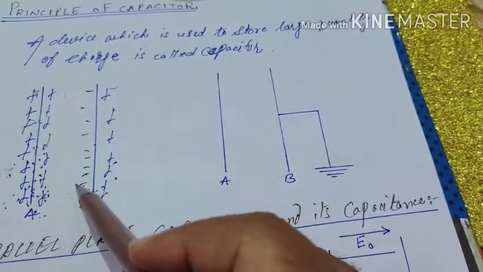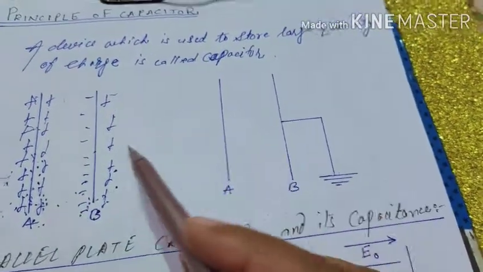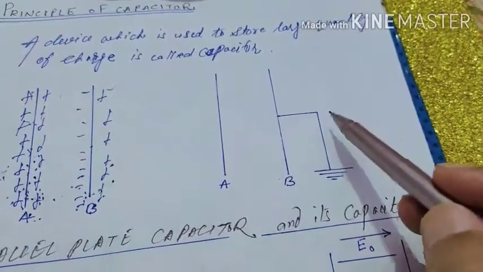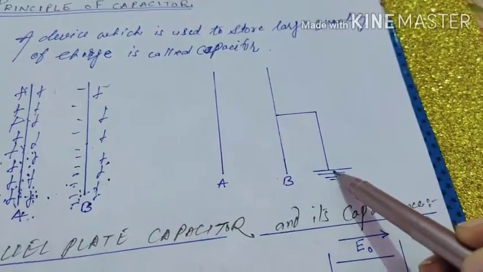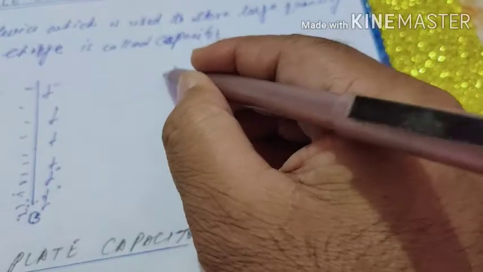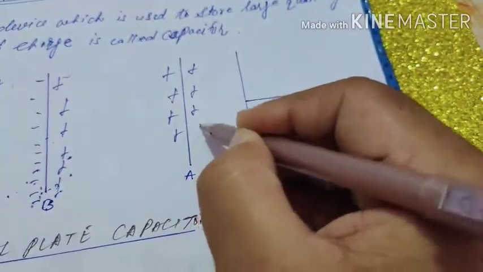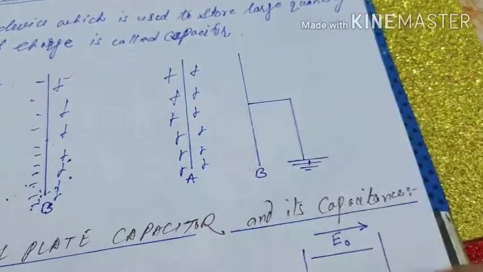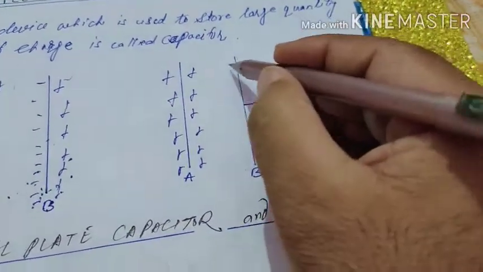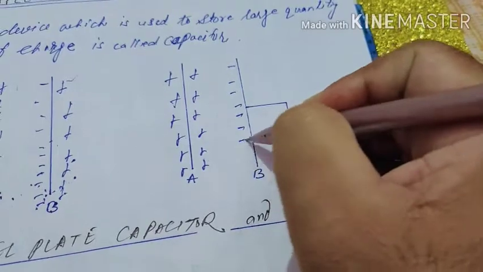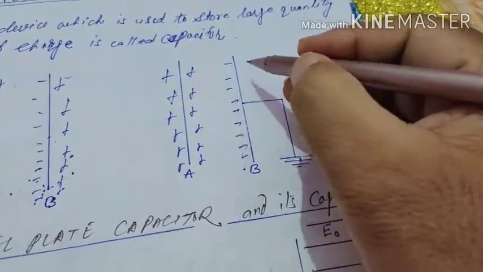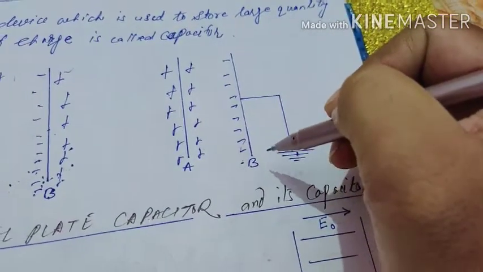In the second part, I will connect plate B to earth. What was there on plate A? On plate A, positive charge was there; it was fully charged. On plate B, negative charge was there on the nearer surface and positive charge on the further surface of plate B.